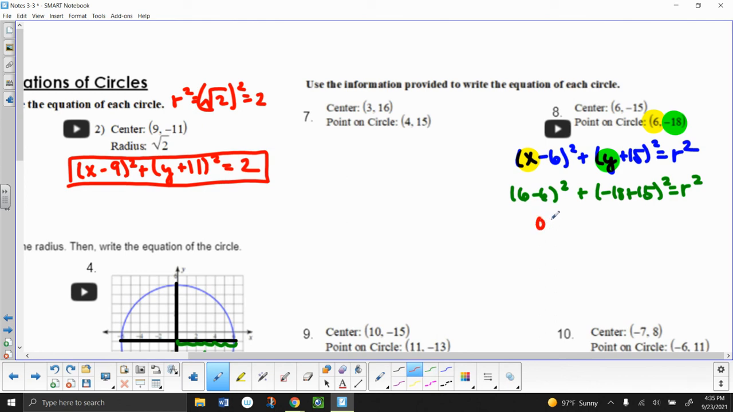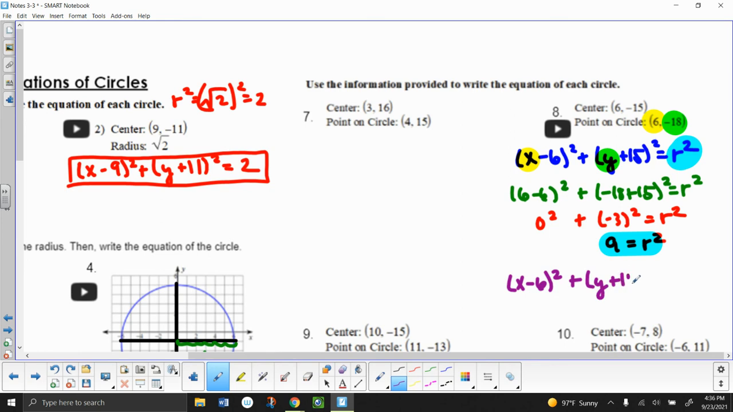Well, 6 minus 6 is 0. -18 plus 15 is -3. This is 0 plus -3 squared, which is 9. And now that I have that, we actually don't need to figure out what the radius is because we're going to have to square it again anyways. We can just plug that directly into our formula. So our final answer is going to be x minus 6 squared, y plus 15 squared is equal to 9.